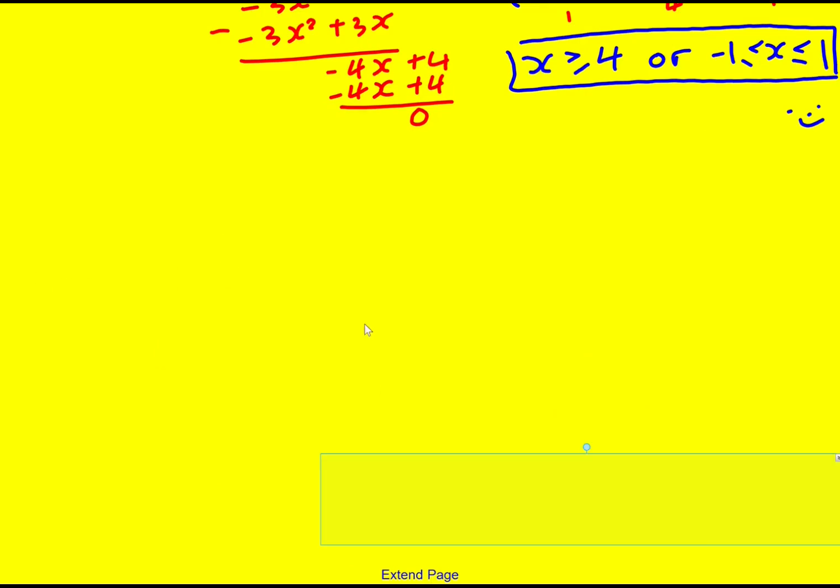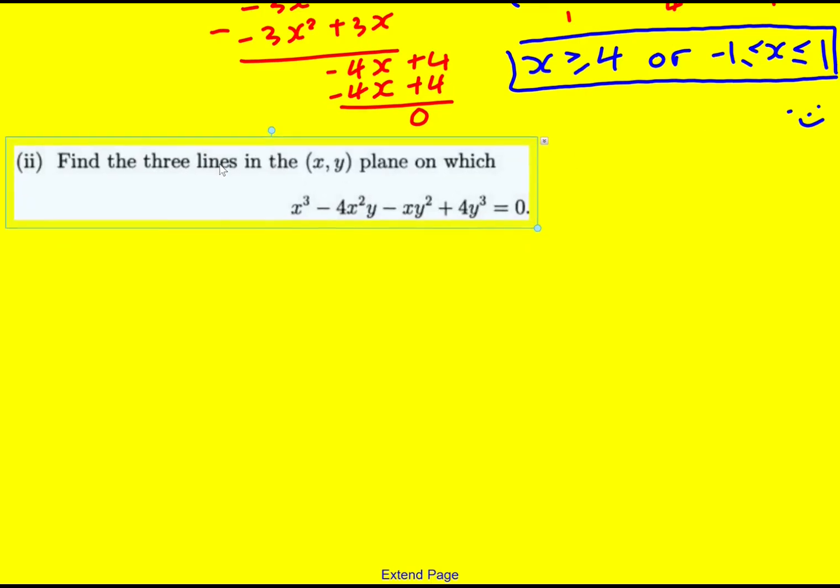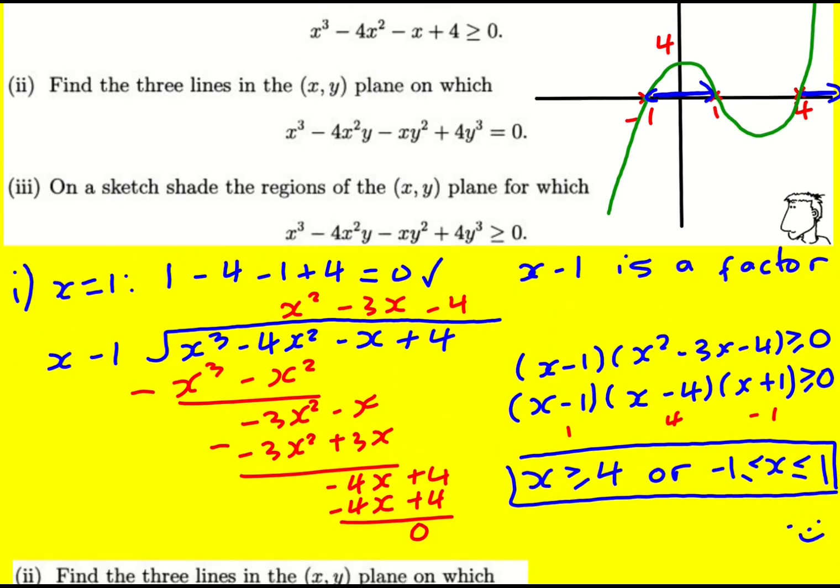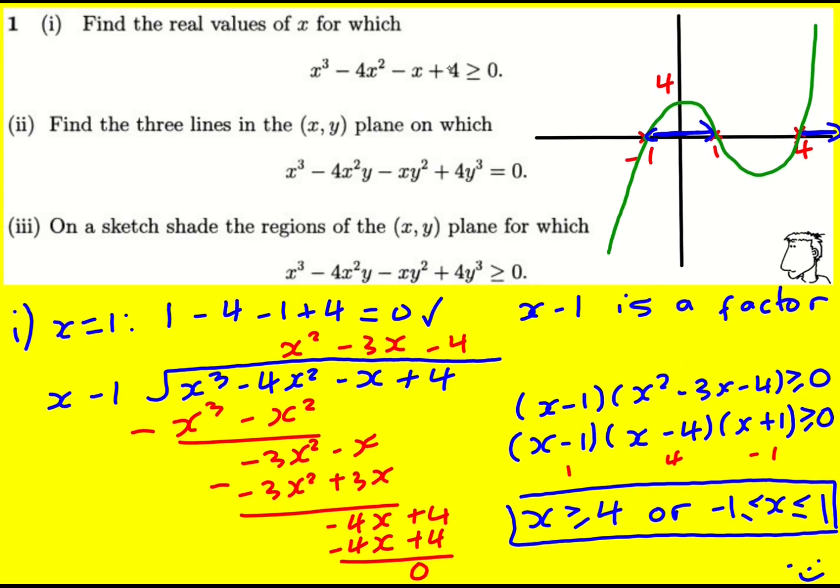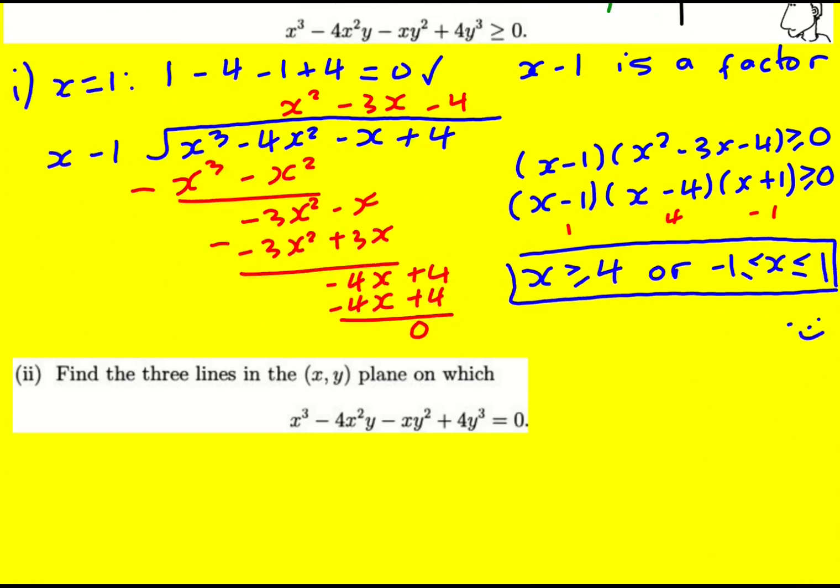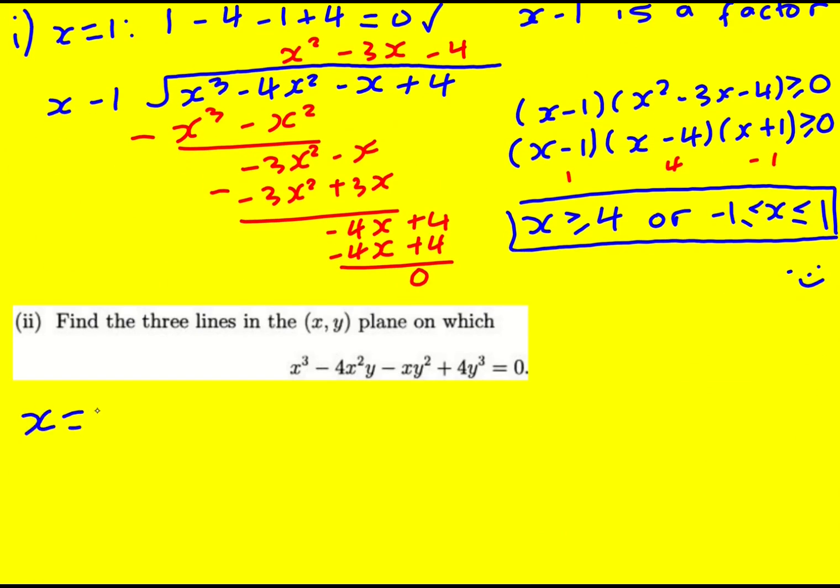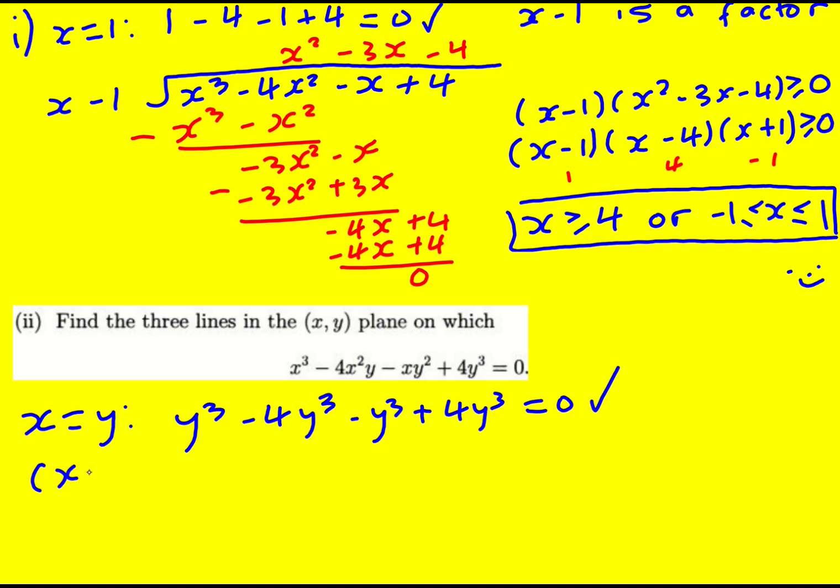Let's take a look at part 2. So now we're actually dealing with two-dimensional space. Find the 3 lines in the xy plane on which this is true. Compare it with the previous question. It's very, very similar, except there's just y's involved. So what happens when x is equal to y? We would get y cubed minus 4y cubed minus y cubed plus 4y cubed, and that would equal 0. So x minus y is a factor.